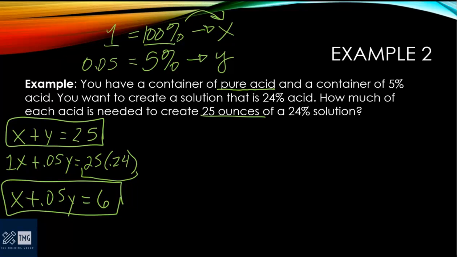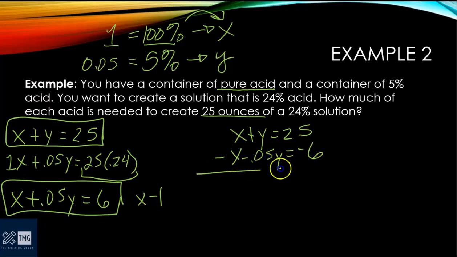You'll notice that our x's both have a coefficient of 1. So we already have the same coefficient. We just need them to be opposite signs. So I'm going to multiply this second one by a -1. So I'm going to have x plus y equals 25, and then negative x minus 0.05y equals -6.